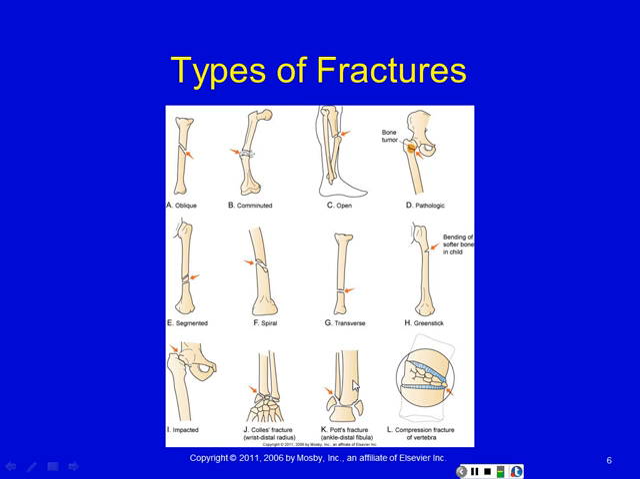In a Potts fracture, it's similar to a Colles fracture, only we see this in the knee, or at the ankle, rather. So again, landing from a great height on your feet, all that force can break off the fibula and break off the tibia, and you end up with this Potts fracture, or distal fibular-tibular fracture.